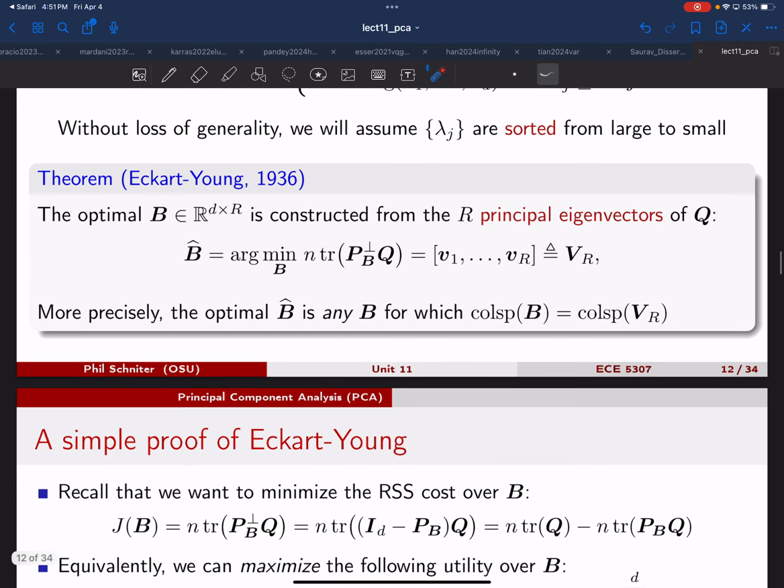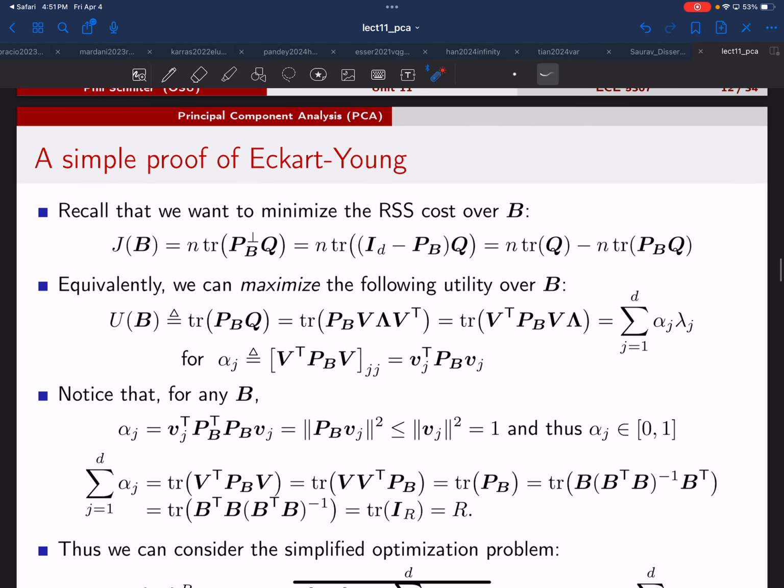Okay. So let's see how this plays out. This is where we are with our cost function. We want to minimize this. And we can plug in for PB perp, I minus PB. And because the trace is linear, we can expand that into n times the trace of I times Q, which is just this, minus n times the trace of PBQ, which is this. And now, since we're optimizing B, we don't really care about this first term. In fact, if we're minimizing this, that means we want to maximize this trace PBQ. So let's work on that.